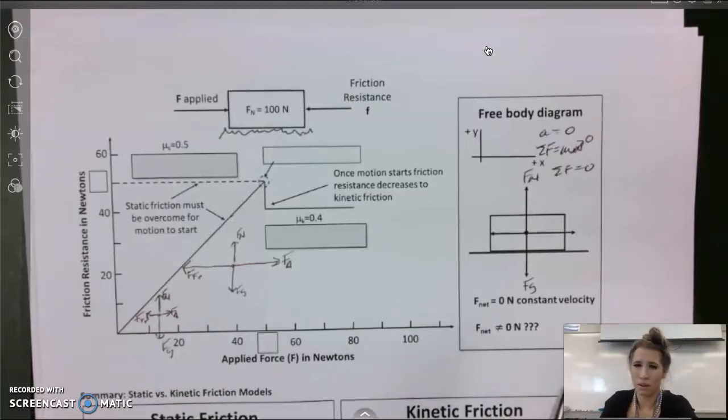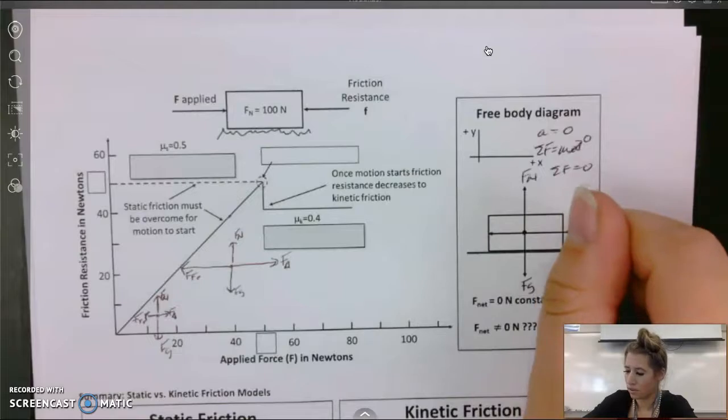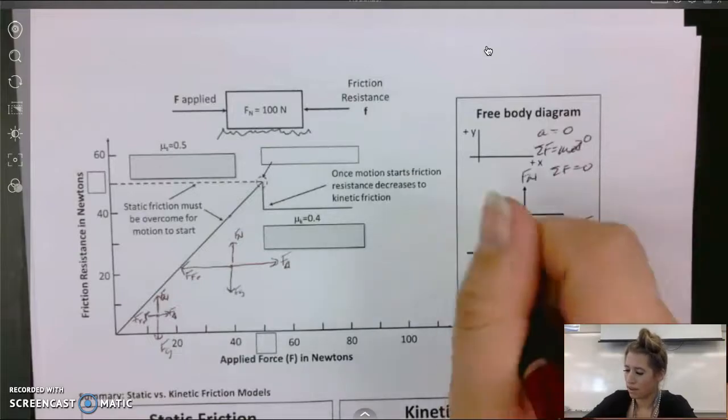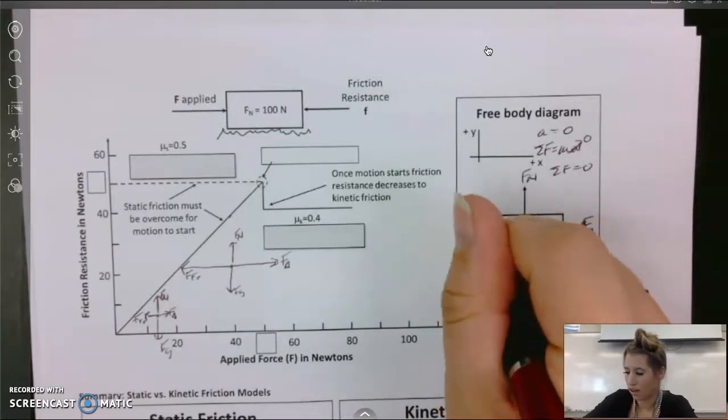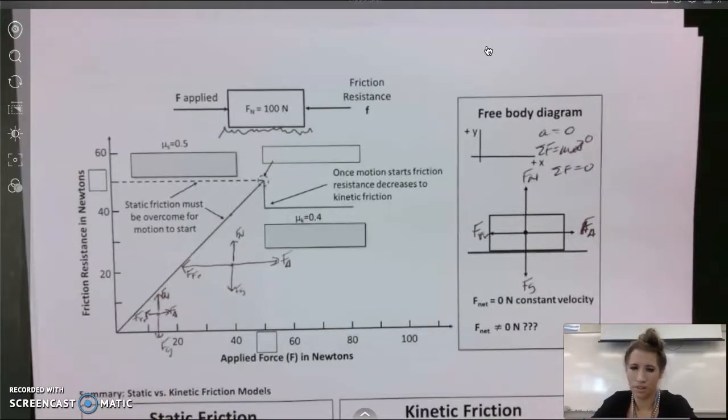And so all my forces better equal each other. So my force applied has to equal that force of kinetic friction, and I'm moving with a constant velocity across the table.